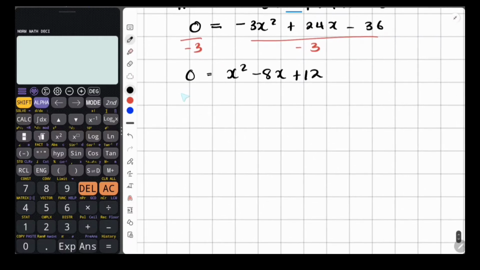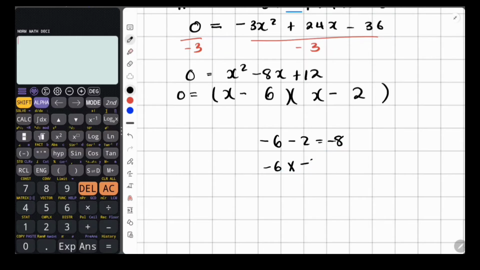Okay, so now we can say 0 is equal to, open up two brackets, x and x, factors of 12 that can give us a negative 8. Because the middle term is the only negative and everything else is positive, both these brackets are going to get a negative. So looking for factors of 12 that add to give negative 8, that can be 6 and 2, because negative 6 minus 2 is negative 8, and negative 6 times negative 2 is positive 12 at the end. So that worked out fine, and now we can just solve for x. It means that x is either equal to 6 or x is equal to 2.